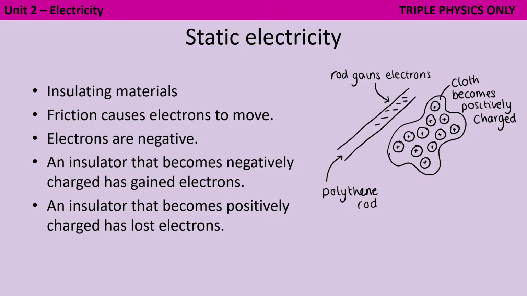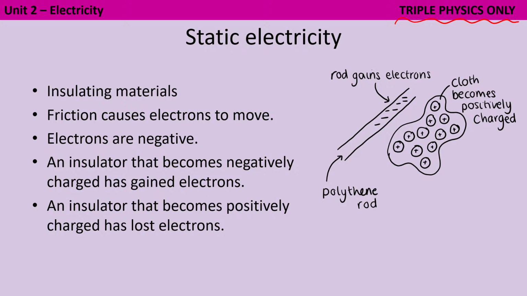When insulating materials are rubbed against each other, they become electrically charged because the force of friction removes electrons from one and moves them onto the other. The electrons are negatively charged, so the material gaining those electrons will also become negatively charged, and the material that lost the electrons will become positively charged.